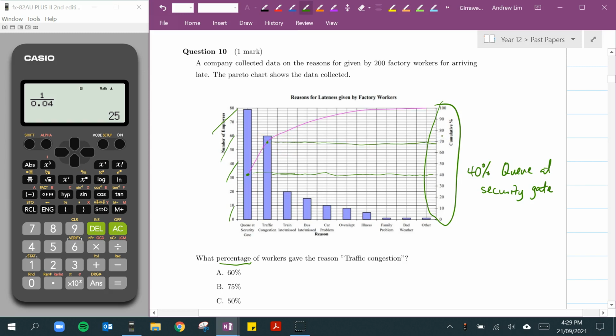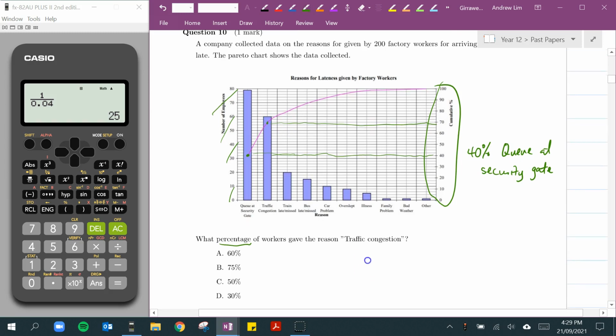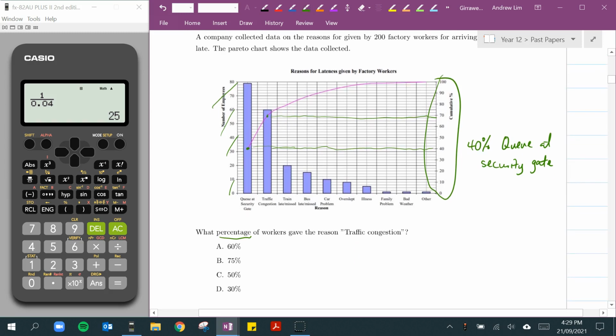It looks like it's about 68%. Maybe 70%. Let's say 70%. 70% gave a reason for Q and traffic congestion.